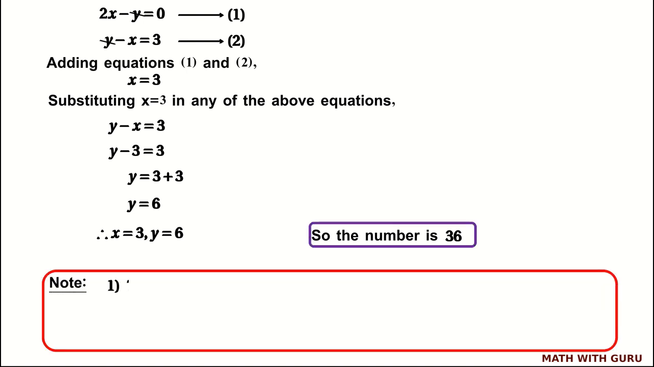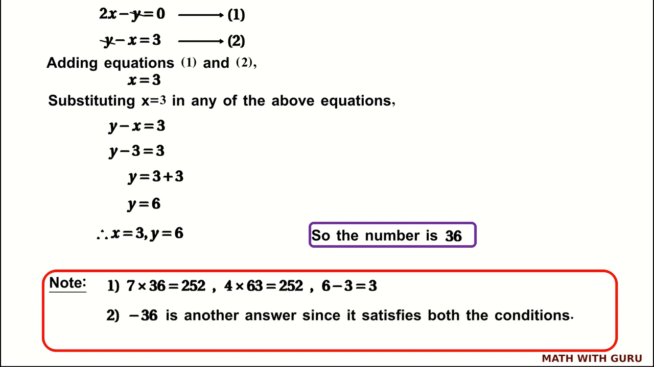Here is a note. 7 into 36 equals 252. 4 into 63 equals 252. 6 minus 3 equals 3. Therefore, number 36 satisfies all the conditions.